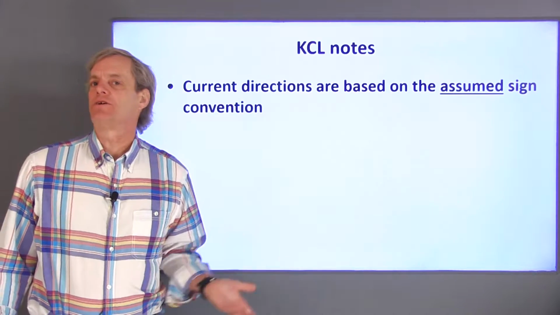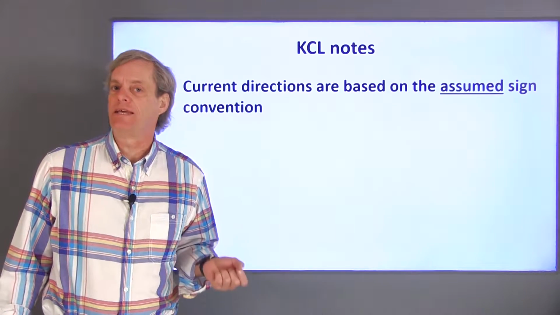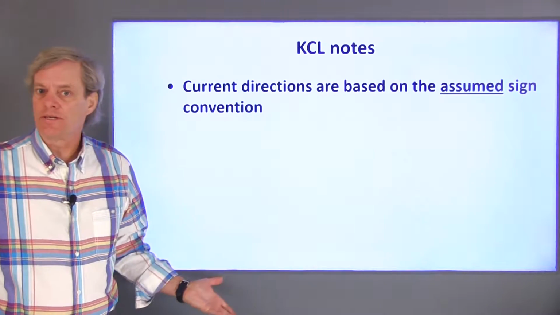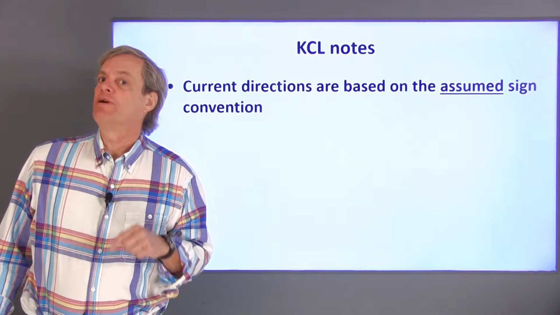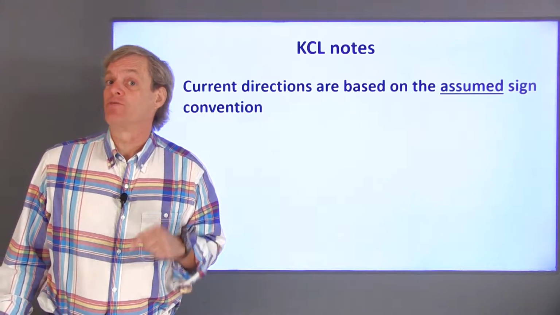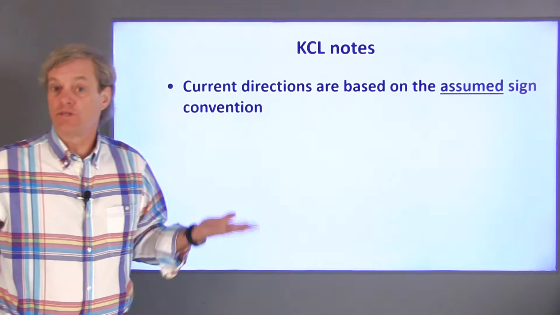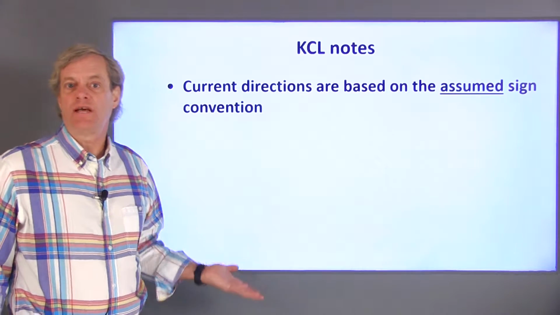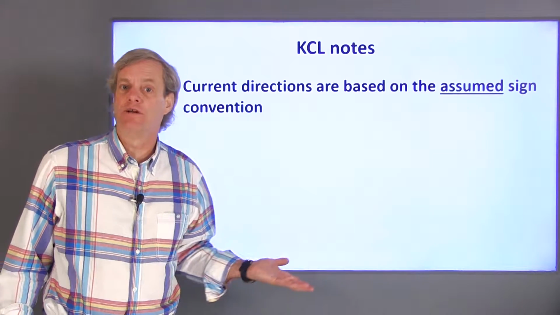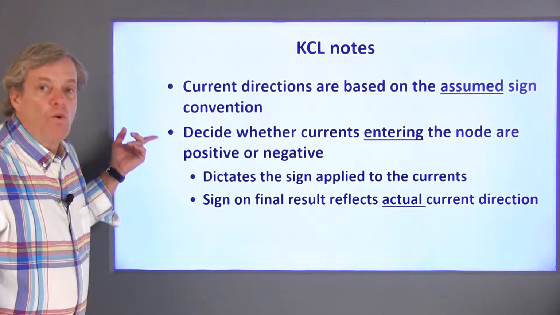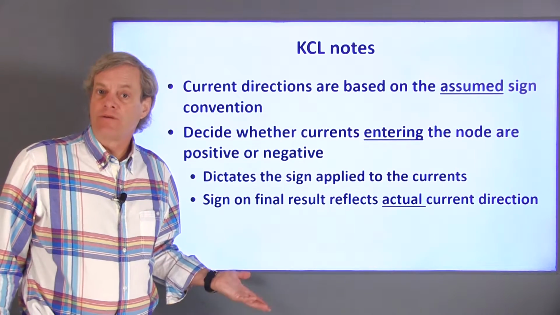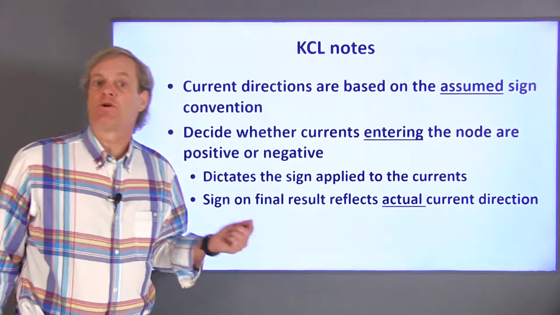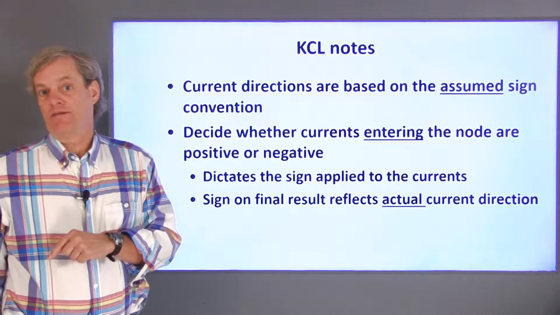The signs on the currents are super important to applying KCL. So let's summarize the process. Before you apply KCL, you need to indicate what your assumed positive current directions are. These assumed directions are what you use to decide whether a current is entering or leaving a node. When you apply KCL, you also need to decide whether you want currents entering the node to be assumed to be positive or currents leaving the node to be assumed positive.